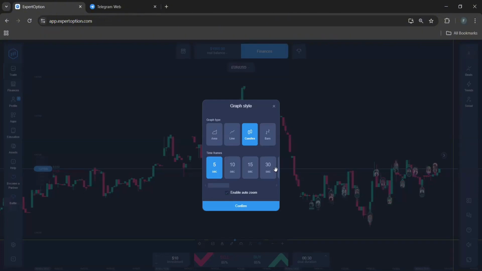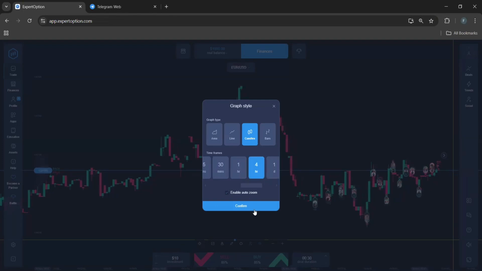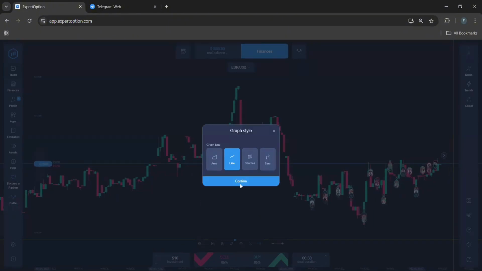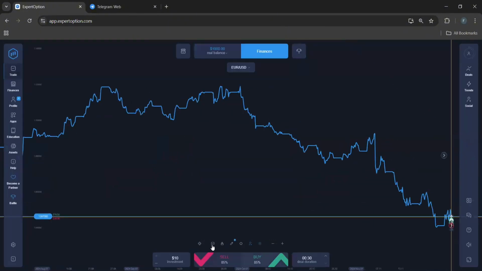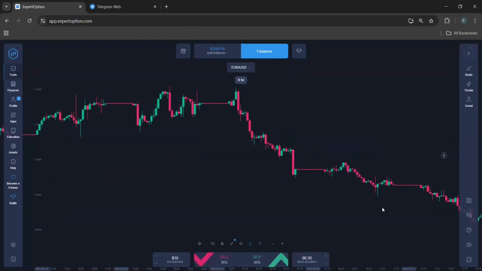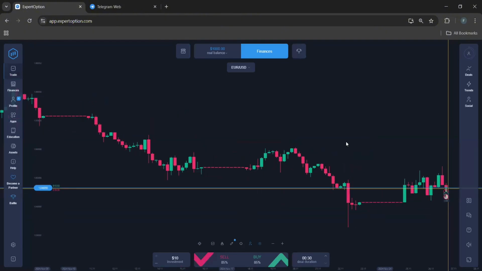So you could just go to the 15 minutes time frame, 1 hour time frame, 4 hours time frame. So let's put it on the 4 hours time frame and see. Now, if you want to change it from line, sometimes you'll see something like this on the chart, so you change it to candles. I put it on the 4 hours time frame. So let's go. And you can see the 4 hours chart, Euro USD.